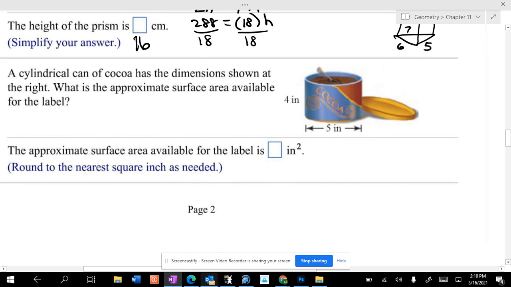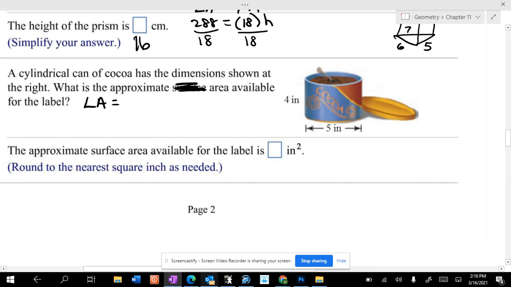Okay, they made this problem hard. It says, what's the approximate surface area of the label if they wrap a label around a can, but it's not the top and the bottom? So really what they're looking for is lateral area on this problem, because the area of the label is the lateral area. Okay, they should have just said, what is the approximate area for the label, not the surface area for the label, because that confuses people.